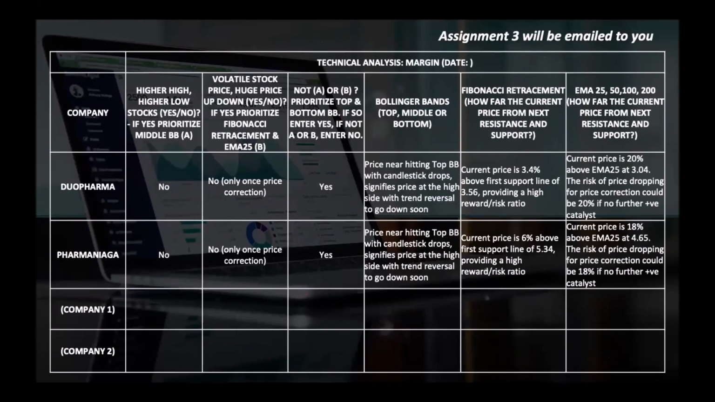So assignment 3 has been emailed to you. Same as before, use the two or three companies you have, and continue with what we learned today: the Bollinger Band, Fibonacci retracement, and also this EMA. But first, try to identify what type of stock it is. Only then can you find which indicators will be prioritized to give you a more accurate indication.